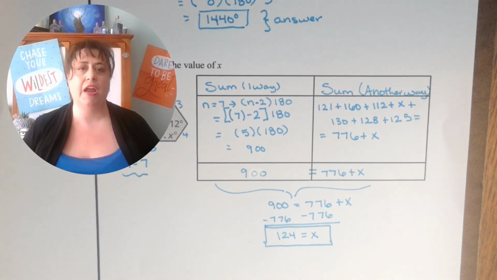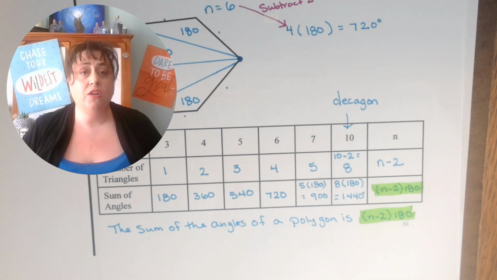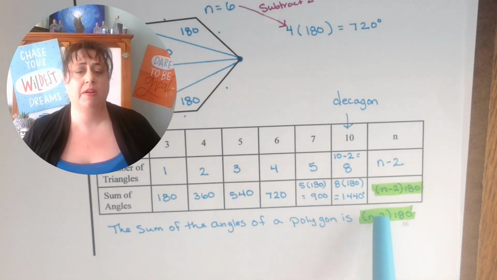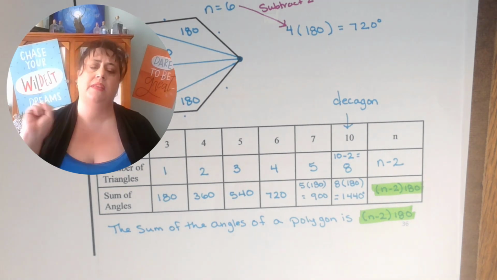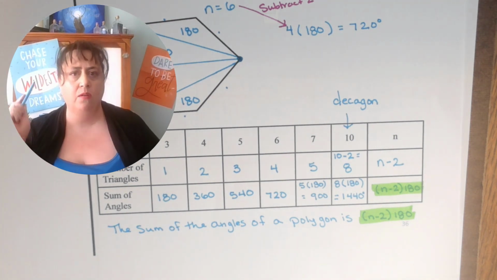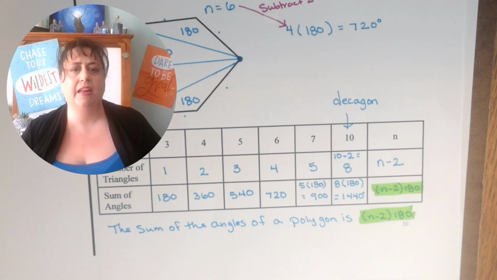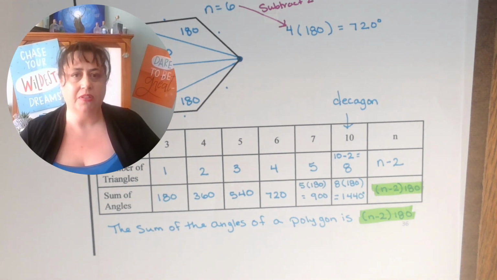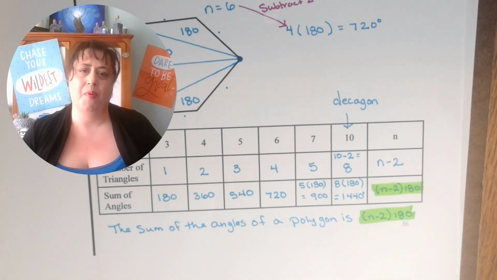Today we did the interior angles of a polygon. What I'd like you to do today is to write down this sentence. The sum of the angles of a polygon is n minus 2 times 180. I'd like you to write that down 2 more times today so that you can start remembering it and memorizing it. I'd also like you to explain this to an adult, a sibling, or your stuffed animal today. It'll help you, I promise.